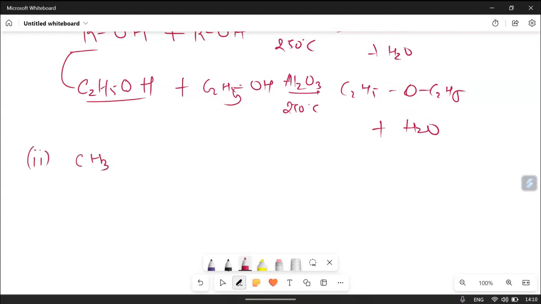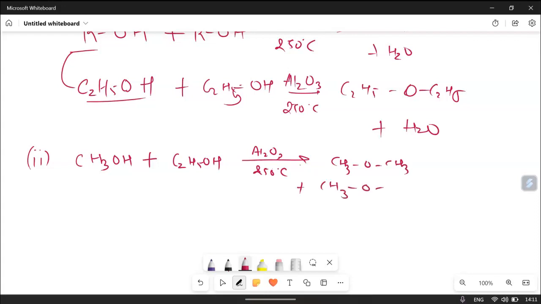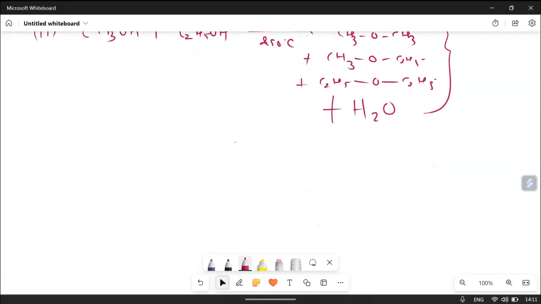Second example, CH3OH is treated with C2H5OH. You must be confused what will be the formation. The formation will be CH3OCH3, right, plus CH3OC2H5 plus C2H5OC2H5. So there will be a mixture of three types of ether and the water molecule will be removed. So this is how the reaction goes.